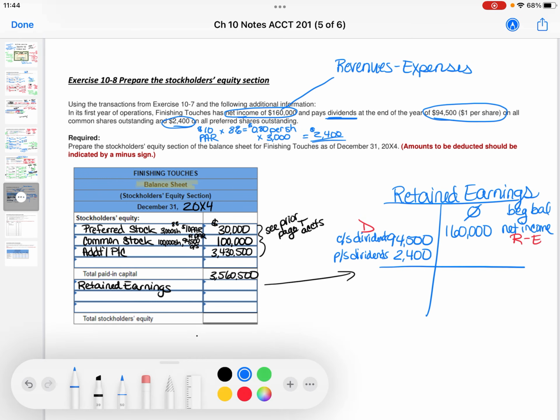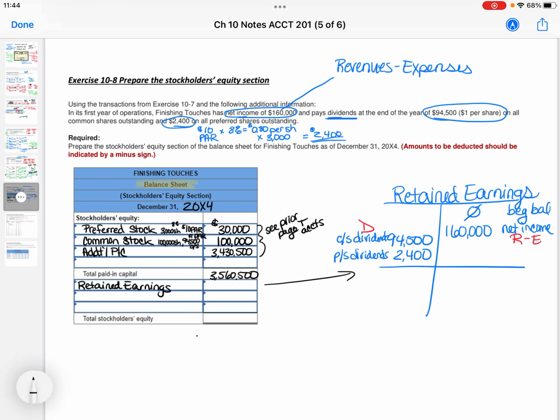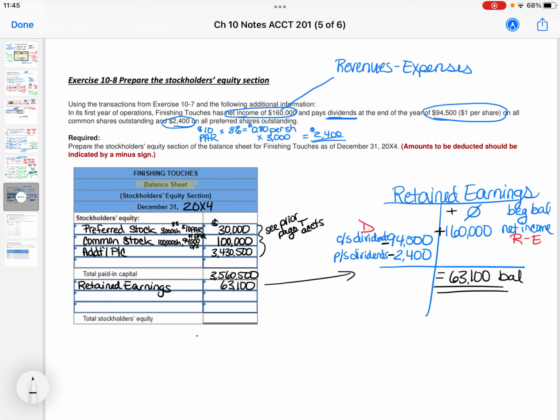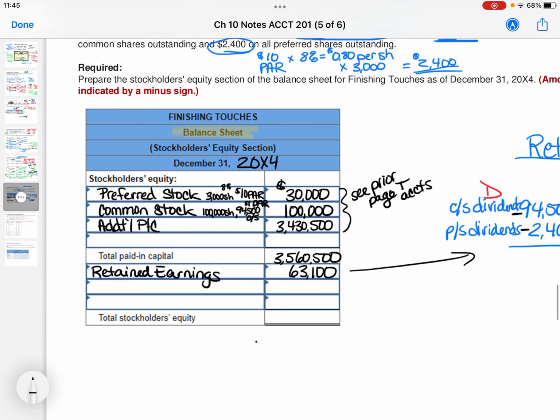Okay, so let's look at this. If we do the math, I've got 0 to start, plus 160,000, minus 94,500, minus 2,400. In total, my balance in this account is 63,100. That's my balance. It should be on the credit side. If it's not, we've got a problem. It means you didn't retain earnings. Okay. All right, everything looks good so far on this statement of equity except treasury stock.